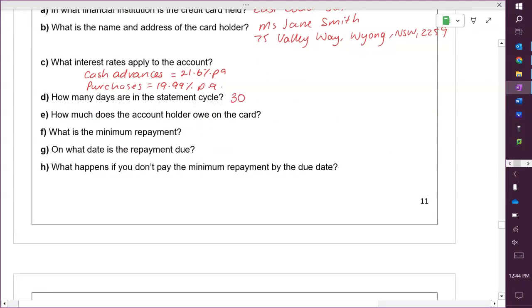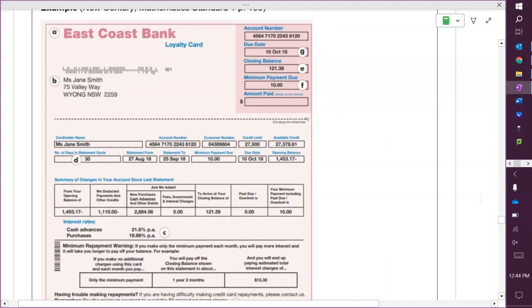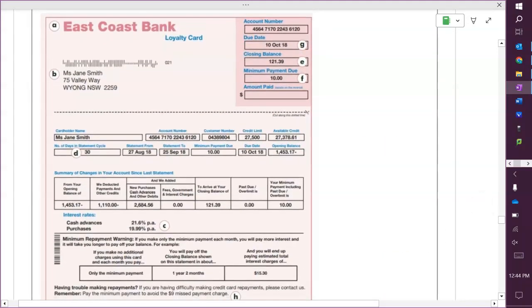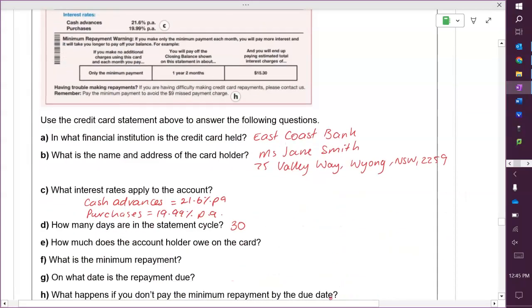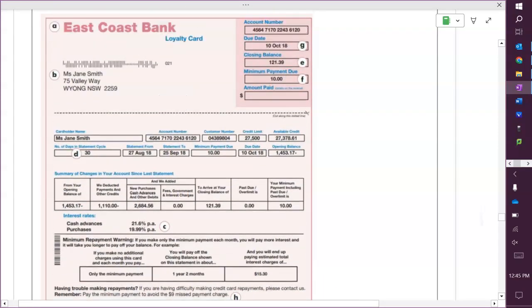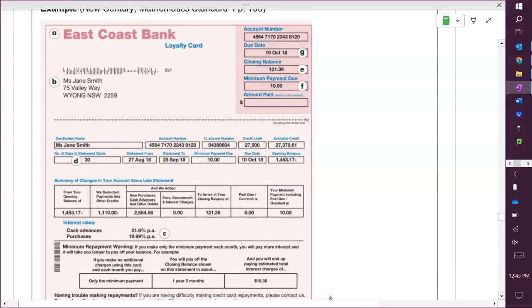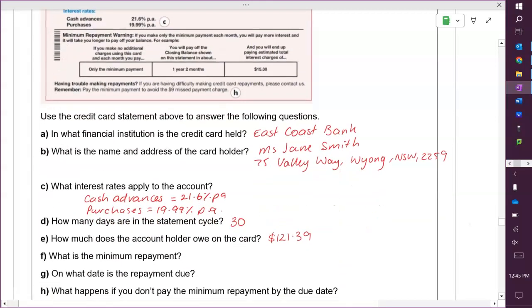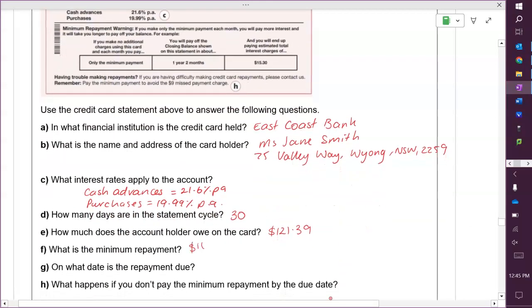How much does the account holder owe on the card? If we look up here, the amount owing is what we call our closing balance. So they're owing $121.39. Next one says, what is the minimum repayment? If we look up here at the top, it says a minimum payment due, $10. It also has these bits of information throughout, but they normally put those important bits of information at the top, so it's nice and clear in your face. You're not going to miss it.